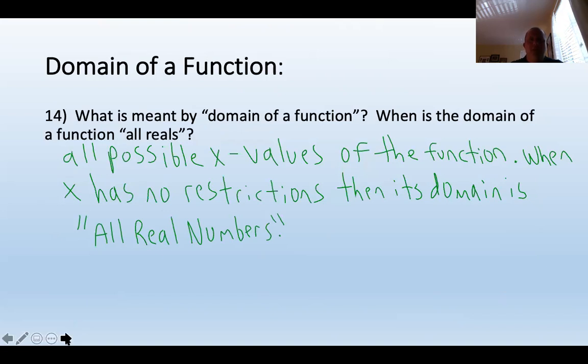The domain would be all real numbers when there are no restrictions on x. So if x can be any number, then you're not going to have any x's that would make the function undefined. The function's going to be defined at all x points. So if you plugged any x's into the function, they would all return a real number. You wouldn't have any x's that would cause the function to be undefined. So that's pretty much what I stated. The simple definition is just when x has no restrictions, then its domain is all real numbers.